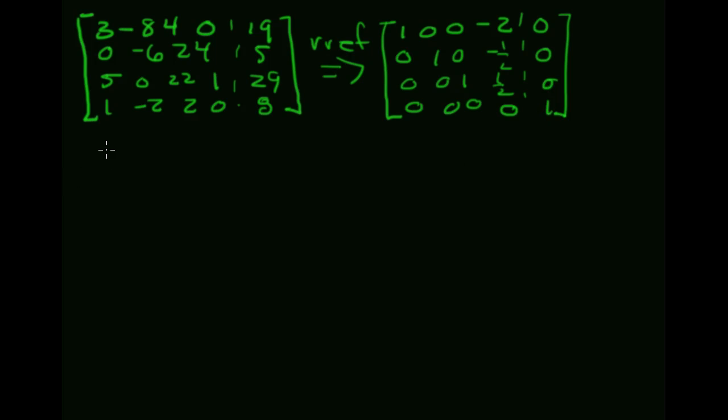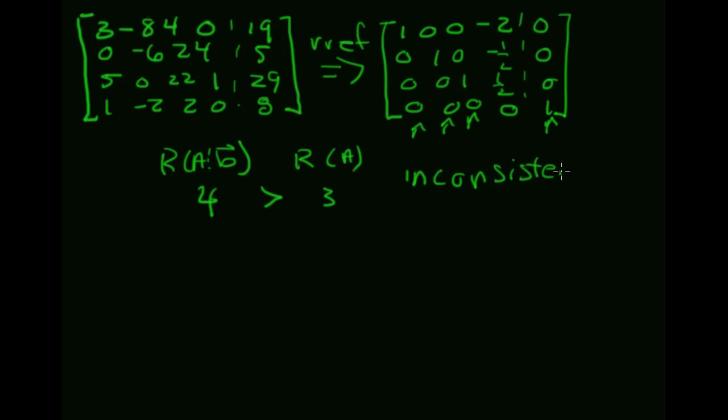But let's take a look at how this works with the rank statement. The rank of A with B is going to be 4, right? Because I have 1, 2, 3, 4 columns here. The rank of A is 3. If the rank of A with B is bigger than the rank of A, then this is inconsistent, and the problem has no solution.